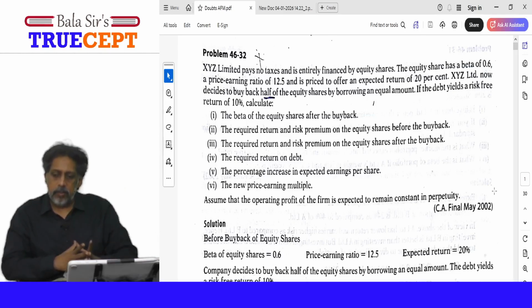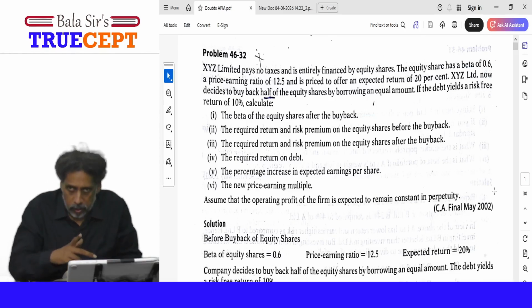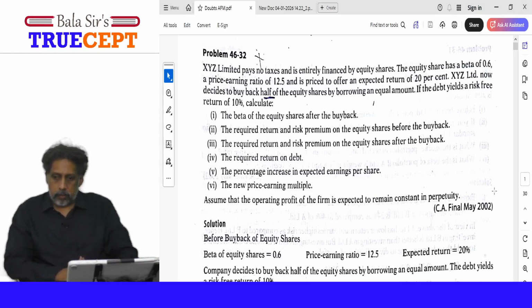Next, number 4, the required return on debt. Number 5, the percentage increase in expected earnings per share. Calculate the percentage increase in earnings per share. Number 6 is the new price earnings multiple. Also find the price earnings ratio, the price earnings multiple. Assume that the operating profit of the firm is expected to remain constant in perpetuity.